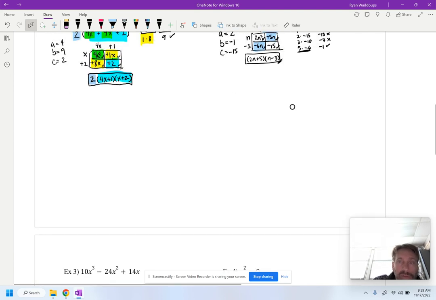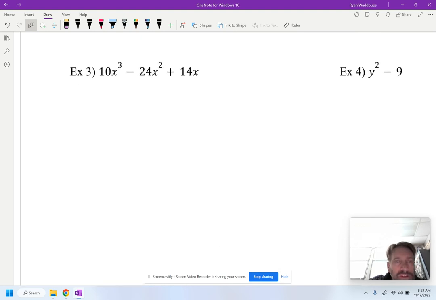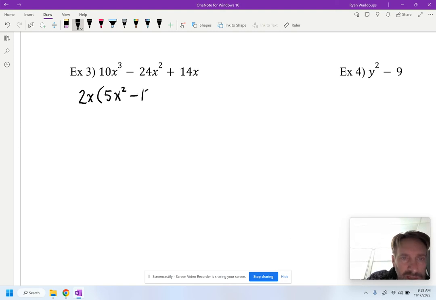So we look at example 3 on the next page. We're checking for GCF. I see all of these have an x, and they're all even. They're all divisible by 2, and so I can take out a 2x out of all of them. 2 times 5 is 10, and x squared. 2 times negative 12 would be negative 24, and then x times x squared. And then over here, 7. 7 times 2, 14, with the x is 14x.